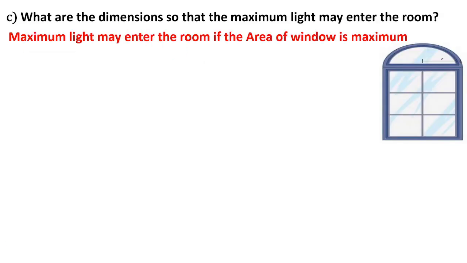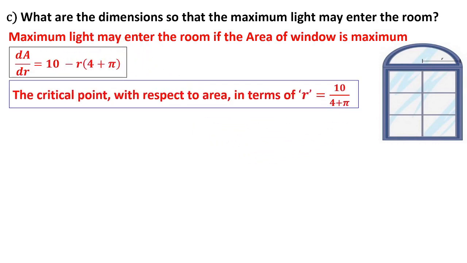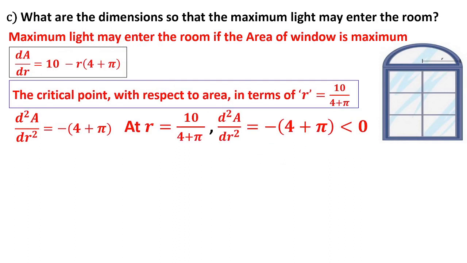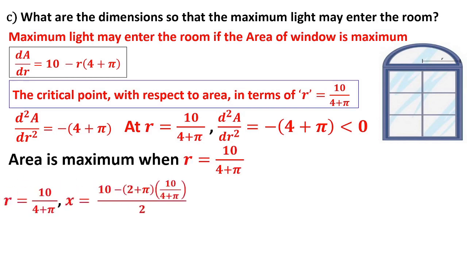What is the dimension so that the maximum light can enter the room? Maximum light may enter the room if the area is maximum. Already we have found dA by dr. The critical point also we know. Found the second derivative. Put the value of r in the second derivative. It is coming as less than 0. Where area is maximum as per the idea of maxima minima when r is equal to 10 by 4 plus pi. But we need the dimension.